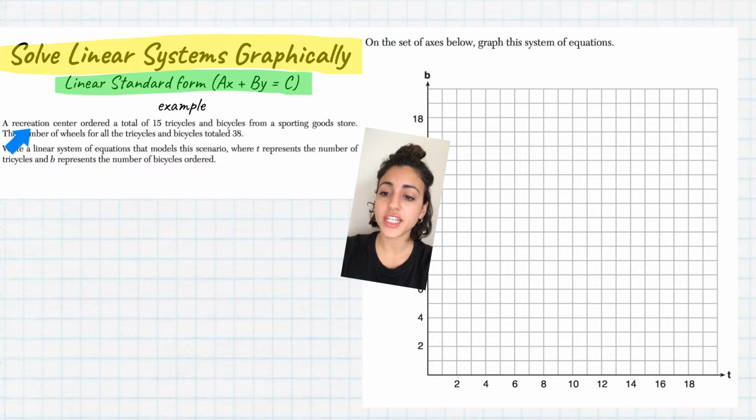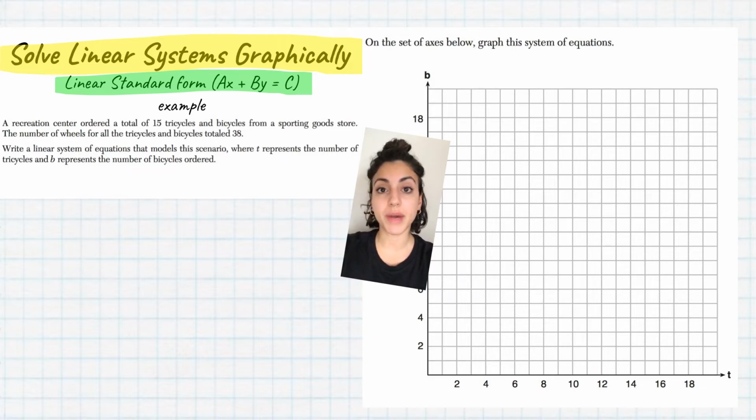A recreation center ordered a total of 15 tricycles and bicycles from a sporting goods store. The number of wheels for all the tricycles and bicycles totaled 38. Write a linear system of equations that models the scenario where T represents the number of tricycles and B represents the number of bicycles ordered. Okay, so just a little background info. Tricycles have 3 wheels, bicycles have 2 wheels. Okay, so I'm going to annotate and model, check back in with me.